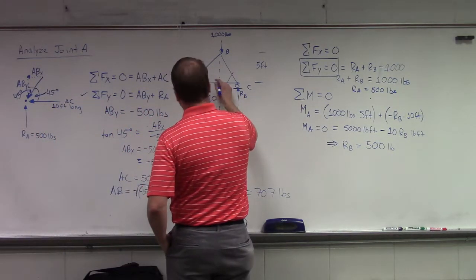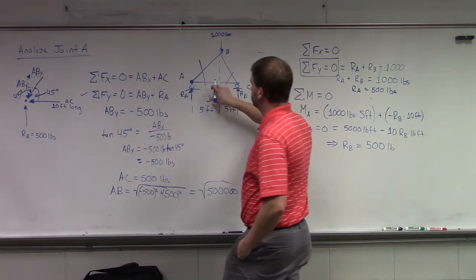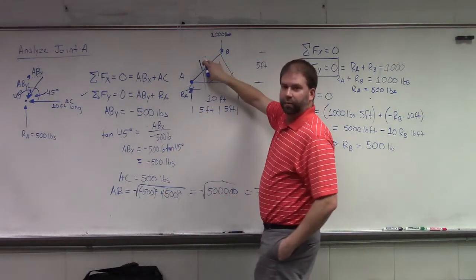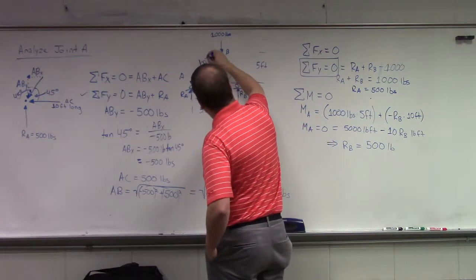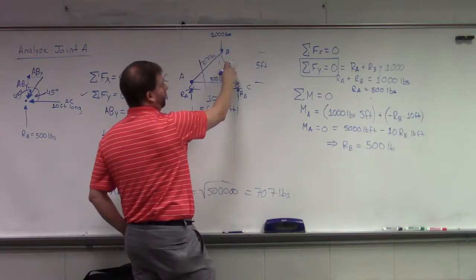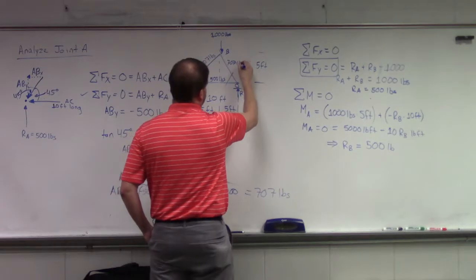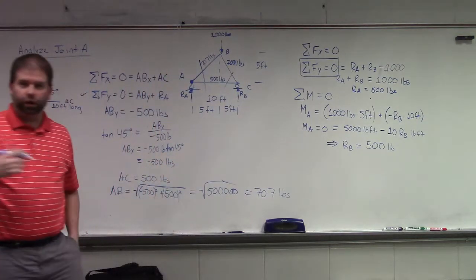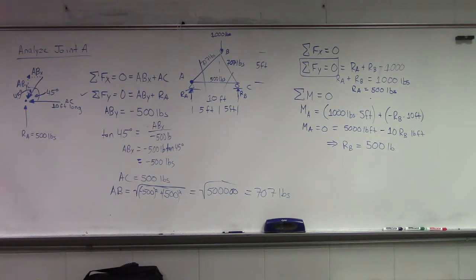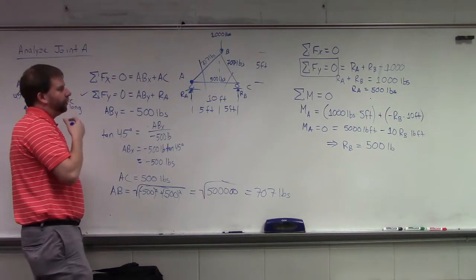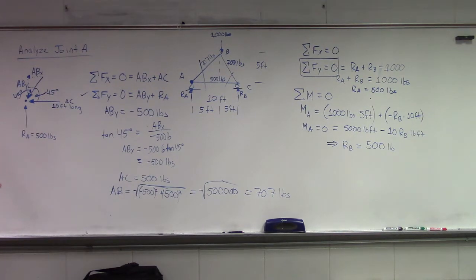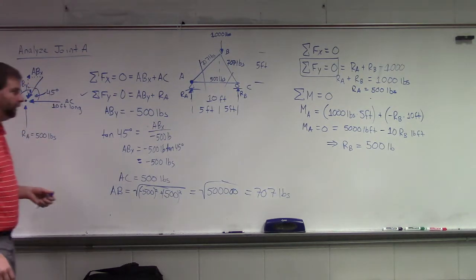Okay, so what's our force in this member? AC, 500 pounds. What's our force in member AB? 707. What's our force in member BC? 707. Okay, so we're good with all our members, all right? So this guy is solved. Let's look at the case where we apply a load in the horizontal direction. Okay, so we're applying a load in the X direction.